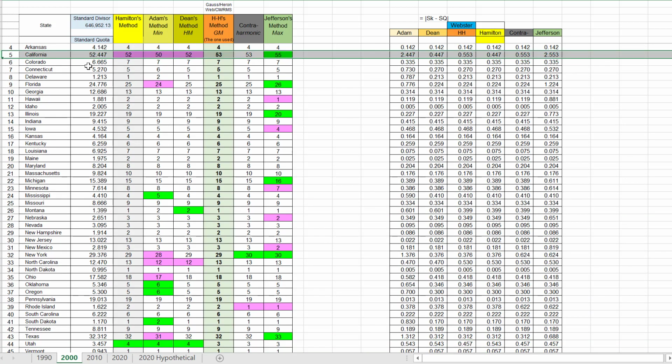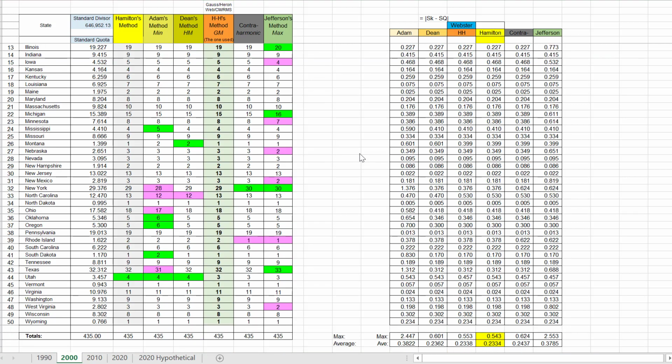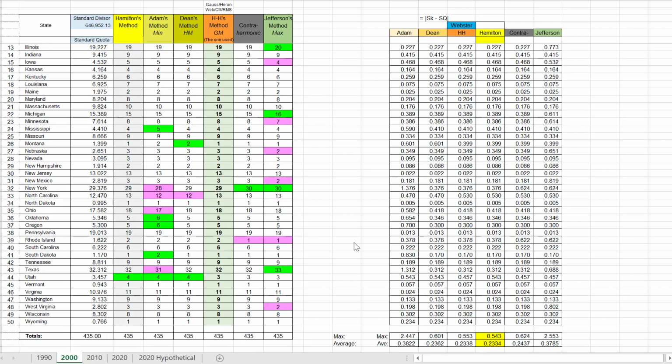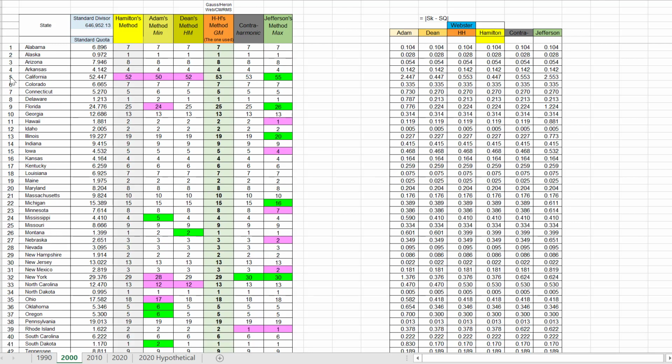Let's go up to California. Huntington Hill is bigger here, 0.553, 0.447. So the sum's going to be really close, average, but Hamilton 0.2334, Huntington Hill 0.2338. So a lot of decimal points there, but Hamilton will have the smallest average and the smallest max as well, right? So the max was a little bigger here, 0.553, thanks to California.